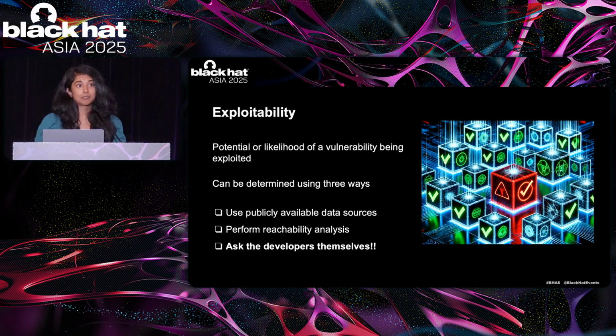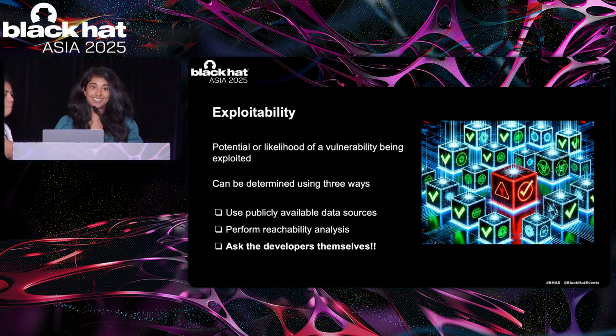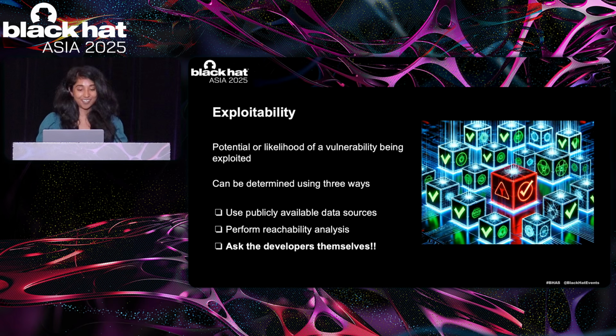Second one is to perform reachability analysis. This is something that a lot of SCA tools have picked up recently. They try to determine if the exploitable code path is actually reachable in the product. Like, is the product actually using the vulnerable function? Otherwise, you can reduce the exploitability factor of it. The third option is to just ask the developers themselves. That's what we are going to focus on.